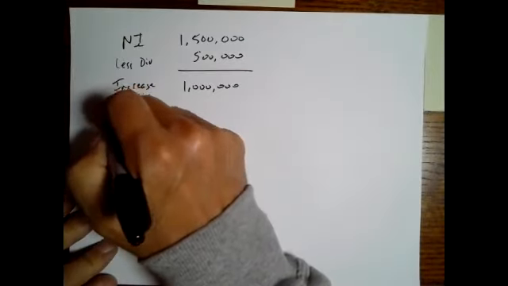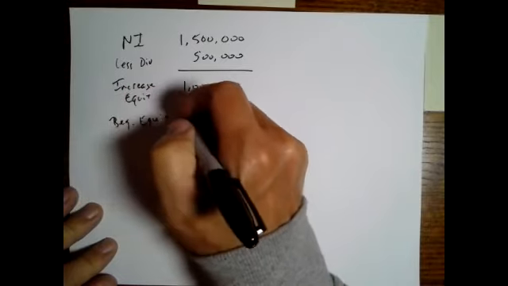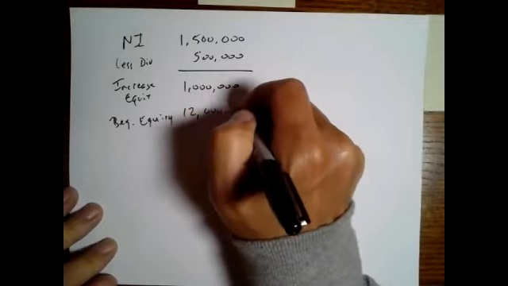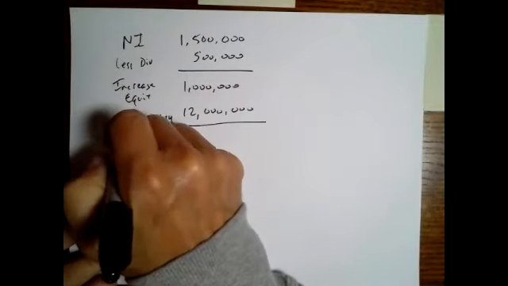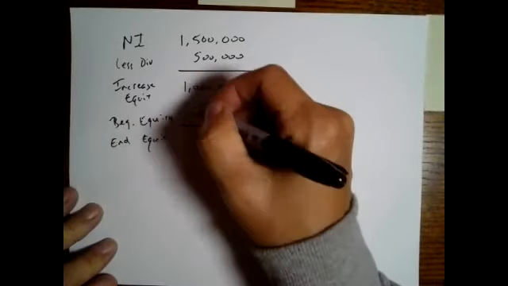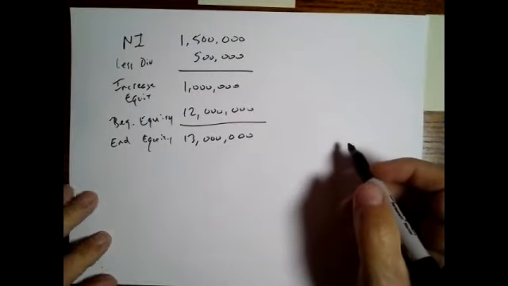Equity at the beginning, so I like to say beginning equity, was 12. And so ending equity is 1 plus 12, or 13. So it's really pretty simple.